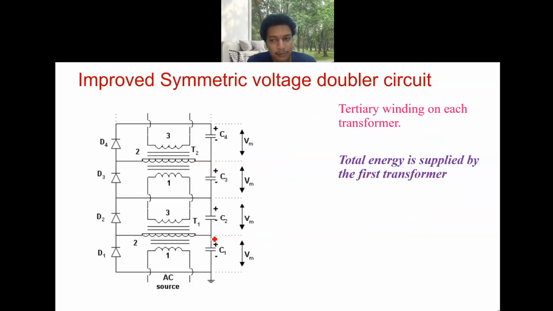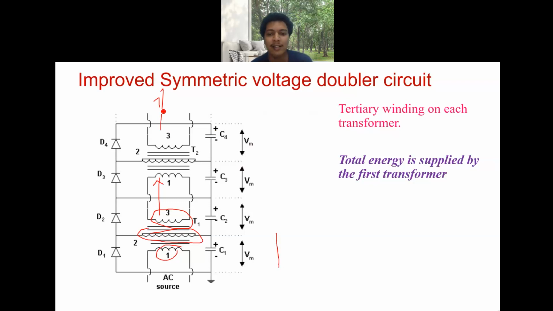Now what can we do? That is addressed with the improved symmetric voltage doubler circuit. It is quite simple. Instead of having another isolating transformer, you have three windings. The first is the primary winding. The second is our normal high voltage secondary winding, and then there is a third, low voltage tertiary winding. This tertiary winding feeds the next transformer in the next level, and it goes on like that.